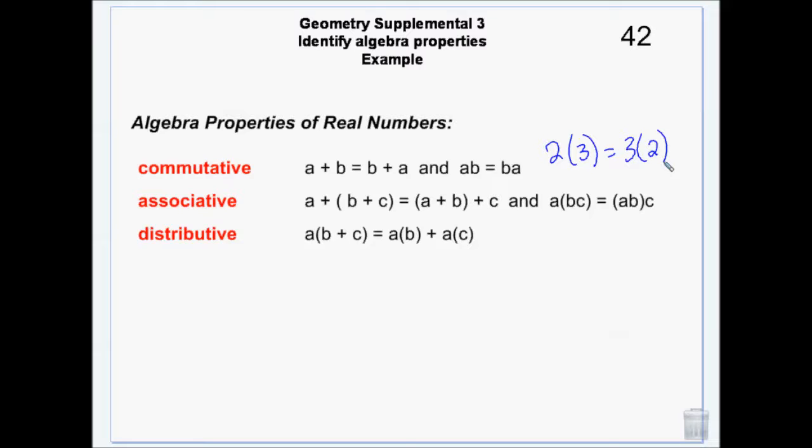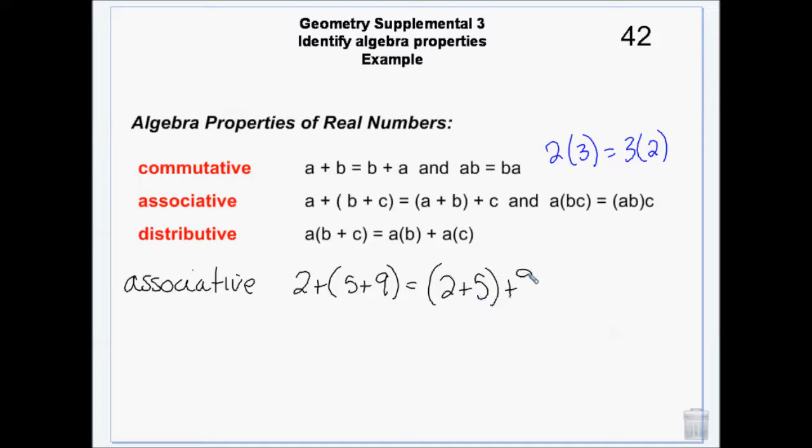Associative property, again, we have addition and multiplication, no subtraction or division. And the associative property just tells us that it doesn't matter which one we do first. So if I have, I'm going to use addition this time, 2 plus 5 plus 9. Well, maybe I want to add the 2 and the 5 first and then add the 9.